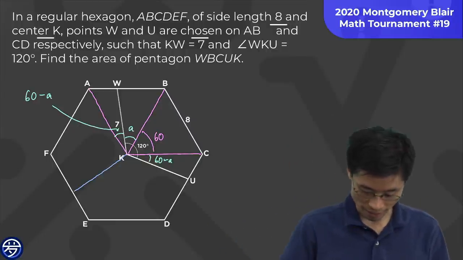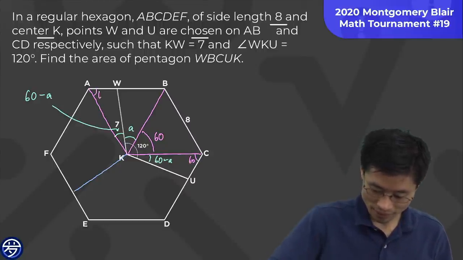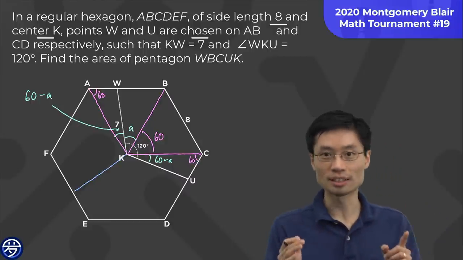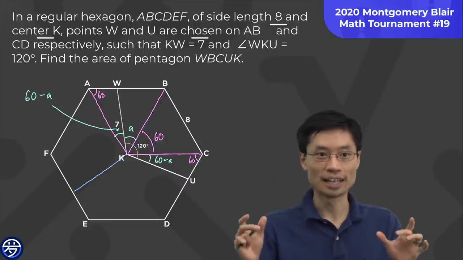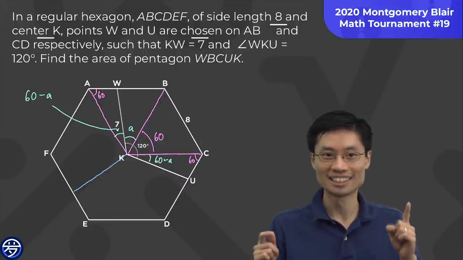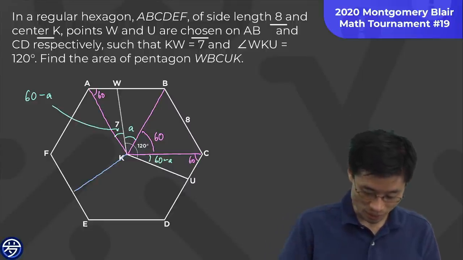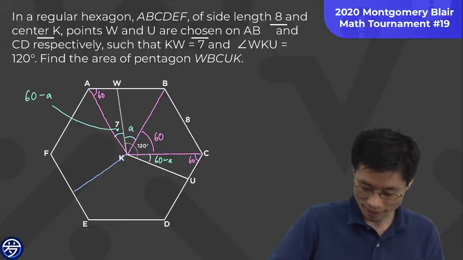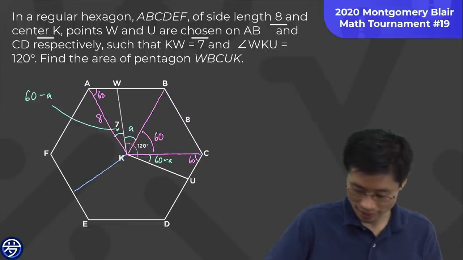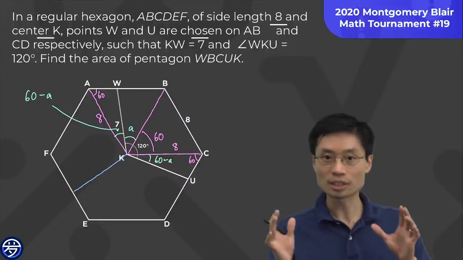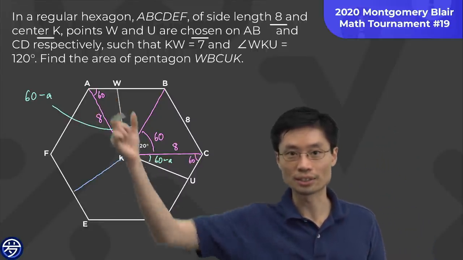Oh, they match on another angle too. This angle is also 60. No, it's not. It's the other one. This one's 60. And this one's 60. And you know what else they match on? When you match on two angles and also match on one side, then you're congruent. And what's the side they match on? This side. This is 8. This side is 8, and this side is 8. So I just found out that these two triangles are congruent.